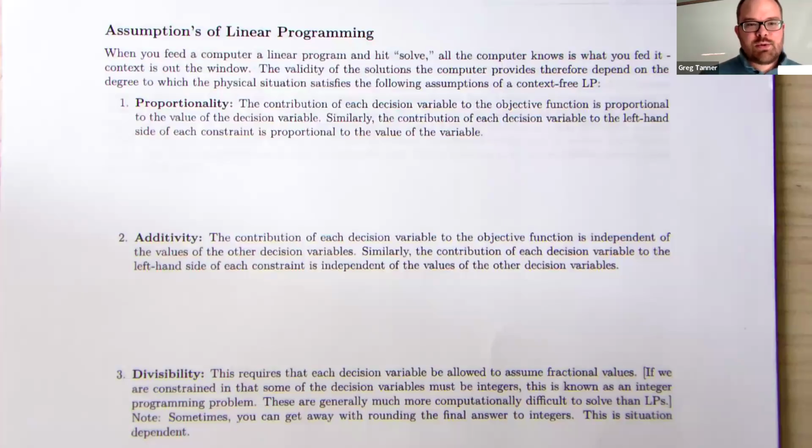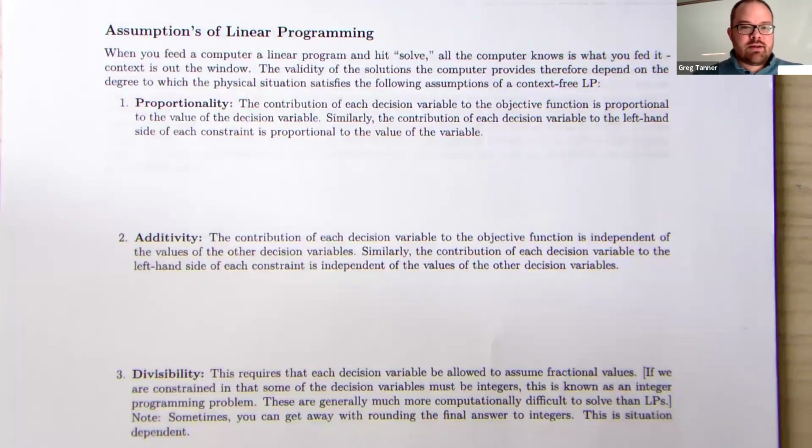Okay, let's talk a little bit about the assumptions of linear programming. In a little bit, I'll show you how to solve linear programs larger than two variables where we can't draw them graphically. And that will involve entering these linear programs into computers and then press and solve. The issue is that once we enter the linear program into a computer, all the context of the problem is thrown out, right?